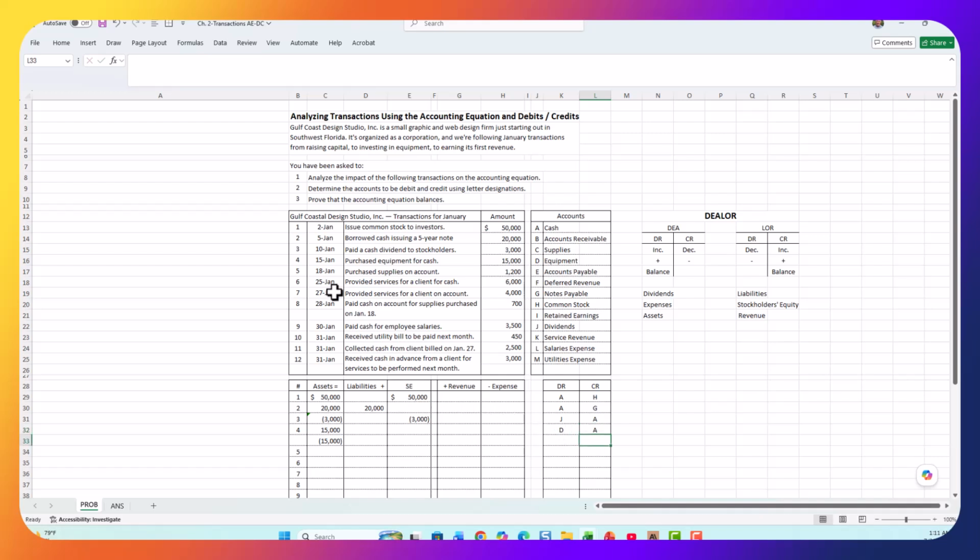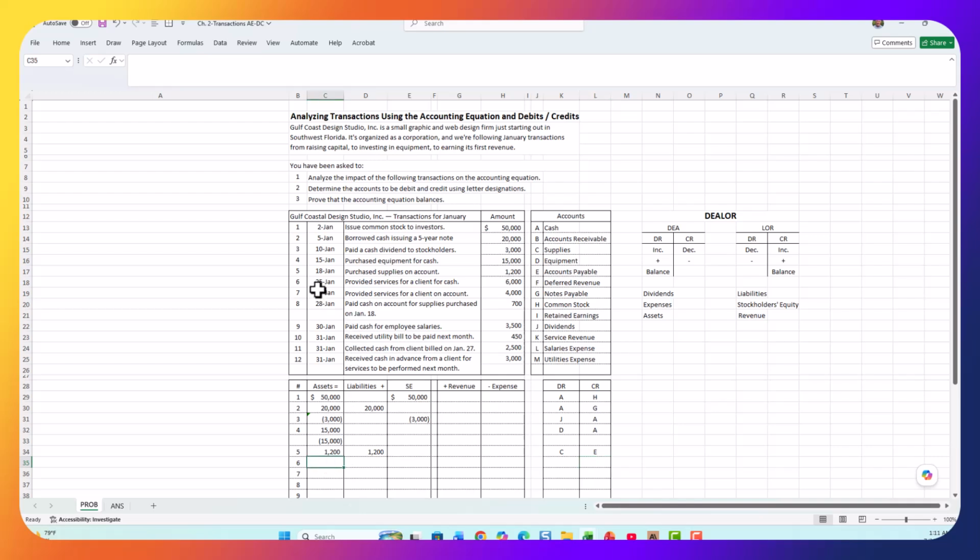January 18th, purchased supplies on account, $1,200. Supplies, an asset, increases. Since nothing's paid yet, accounts payable, a liability, increases as well. So for this transaction, we'll debit C, supplies, and credit E, accounts payable.